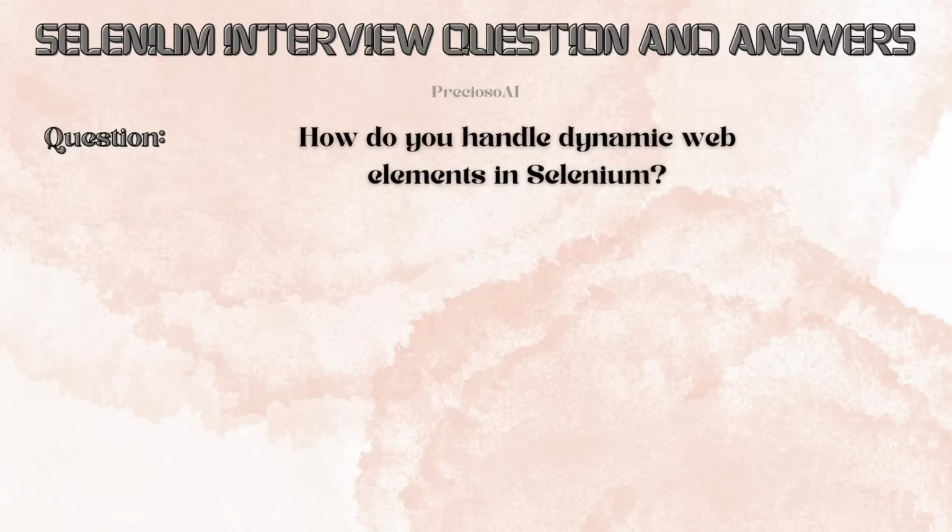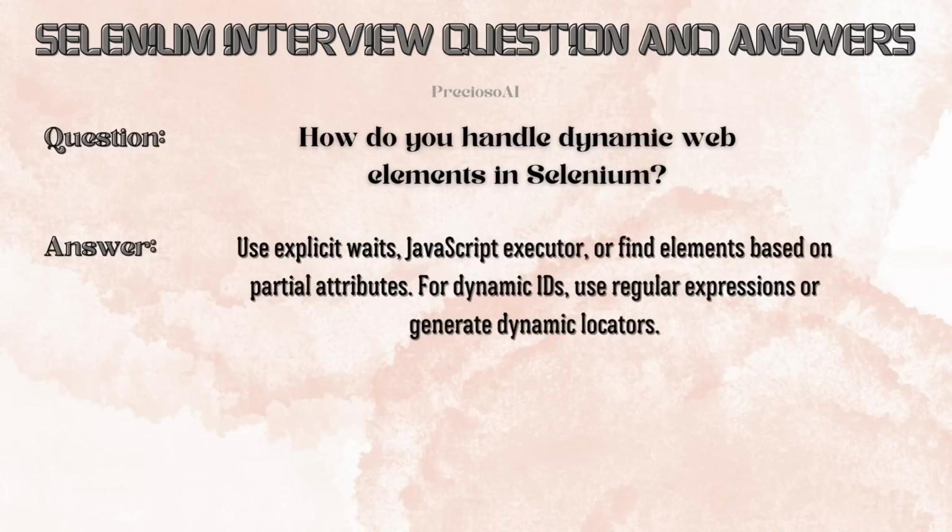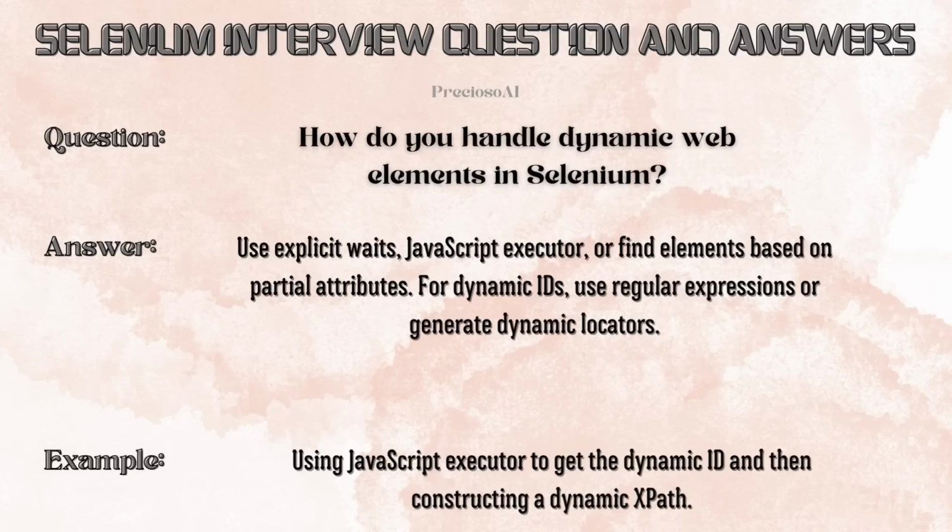Next question: how do you handle dynamic web elements in Selenium? And the answer is use explicit waits, JavaScript executor, or find elements based on partial attributes. For dynamic IDs, use regular expressions or generate dynamic locators. For example, using JavaScript executor to get the dynamic ID and then constructing a dynamic XPath.